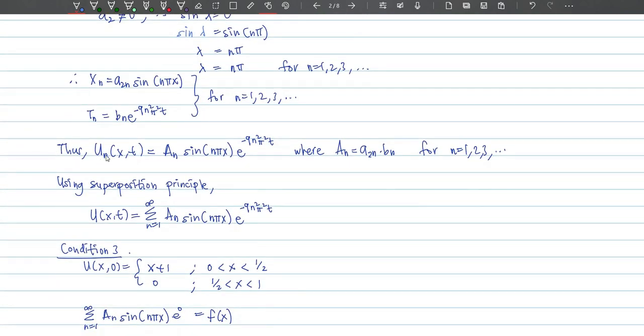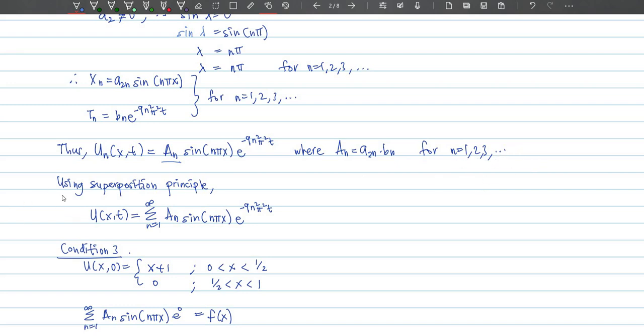Next, thus u_n(x,t) is equal to a_n sin(nπx), because X_n times T_n, exponent negative 9n²π²t, where a_n here, this one, is actually a_n times b_n, for n equal to 1, 2, 3 until infinity.